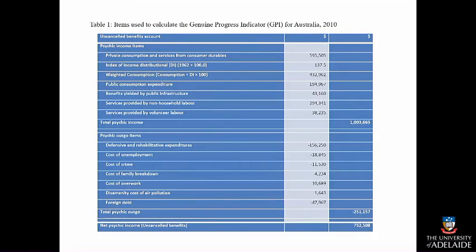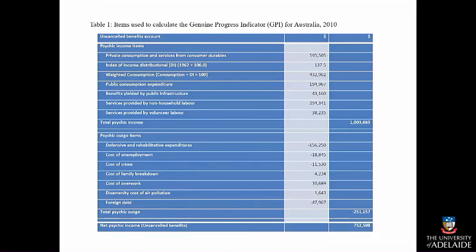The psychic income items are the economic benefits, private consumption and services from consumer durables. Then there's an index of income distribution to weight that. Remember, we weighted that according to changes in the distribution of income. Public consumption expenditure, benefits yielded by public infrastructure, services provided by non-paid household labour. There's a few boo-boos here. Services provided by volunteer labour, so sometimes volunteer labour is included. That gives us our total psychic income.